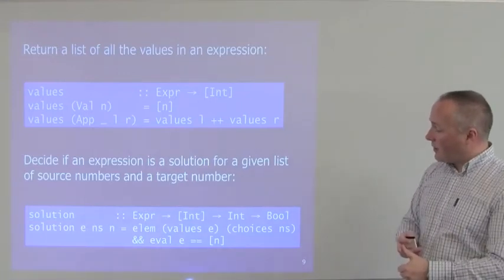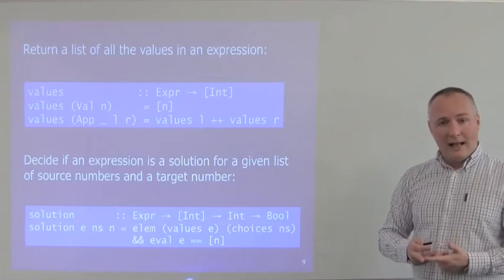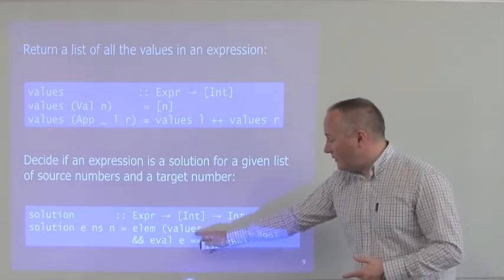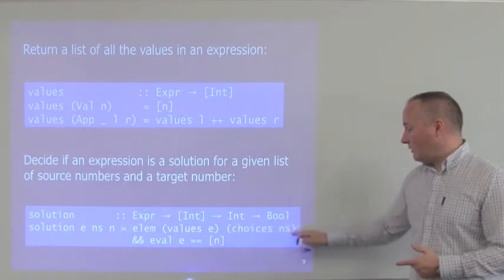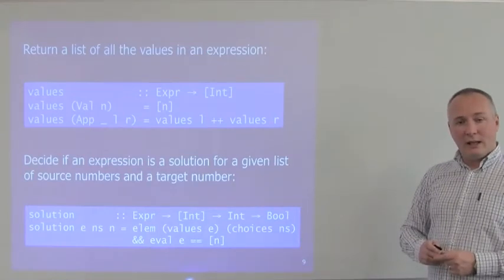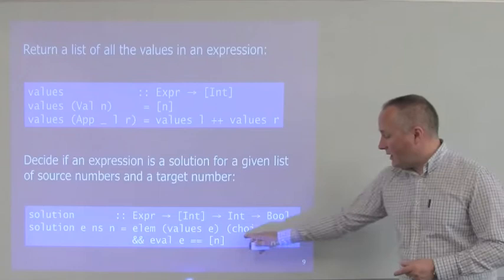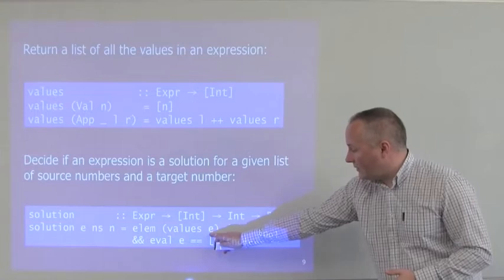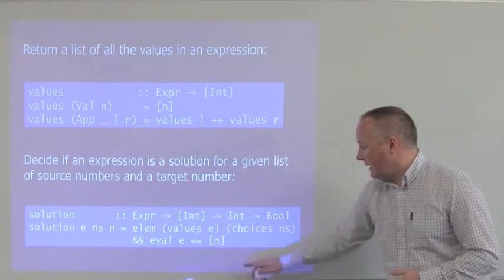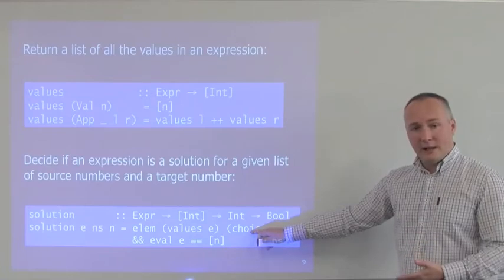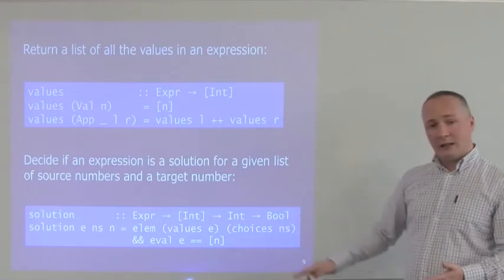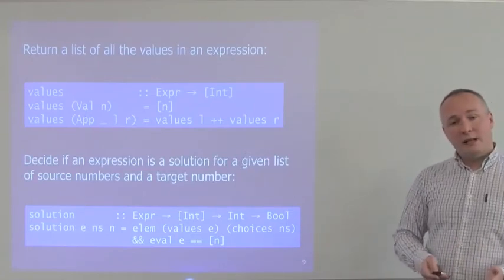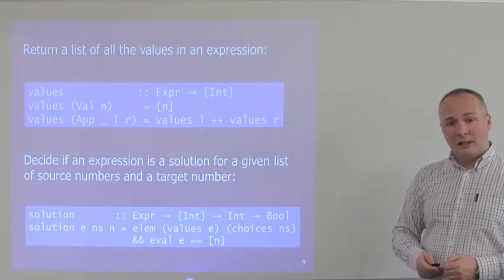So how do we do this? Well, suppose we call our expression e, we call our source numbers ns, and we call our target number n. All we're going to do is check that the values in the expression are selected from all the possible choices that we could make. So choices here takes the 6 numbers, and returns all possible ways of choosing from those numbers. And what we're going to do is take all the values out of the expression and check if this list is an element of all the lists produced by this choices function here. So this is potentially very inefficient, but we're not caring about this. This is not a function we really intend to run. This is a specification which we're using to understand the problem a little bit better.